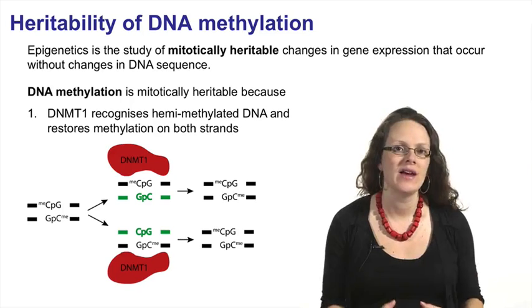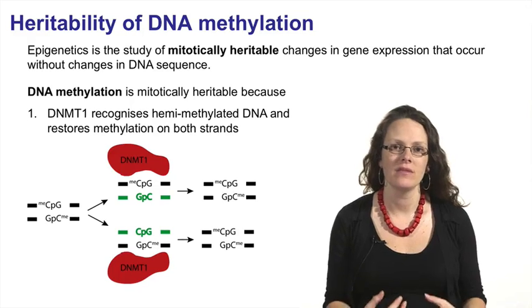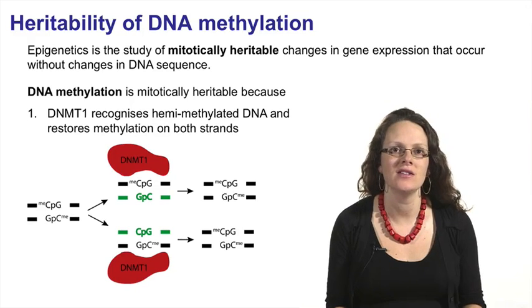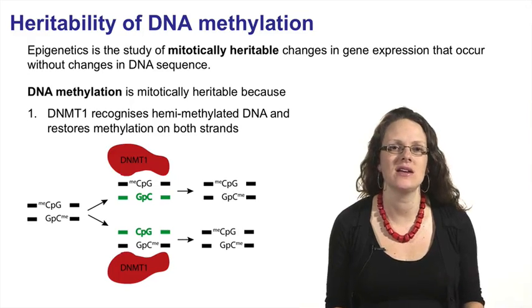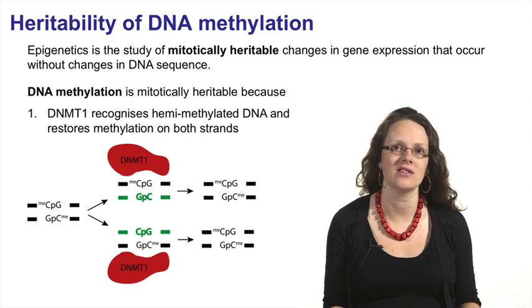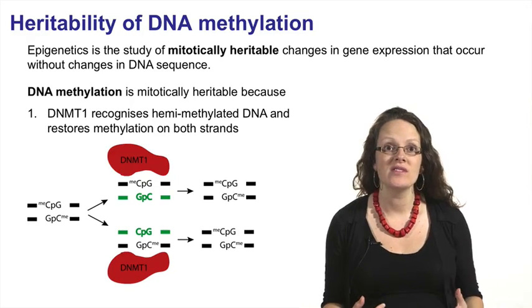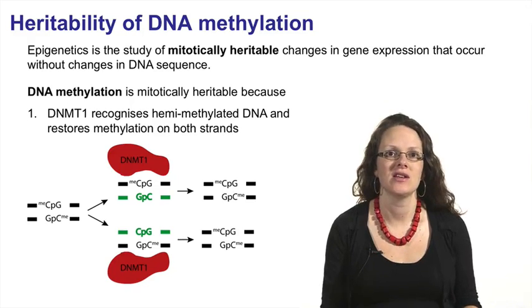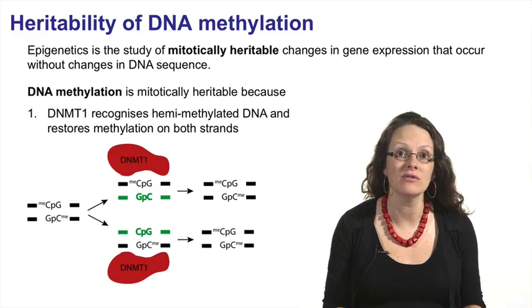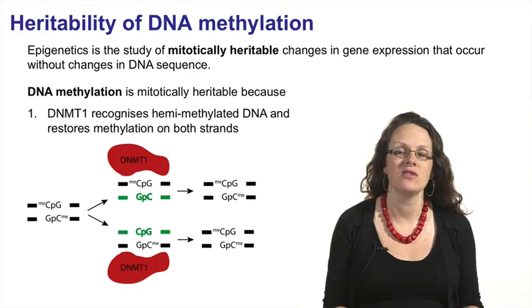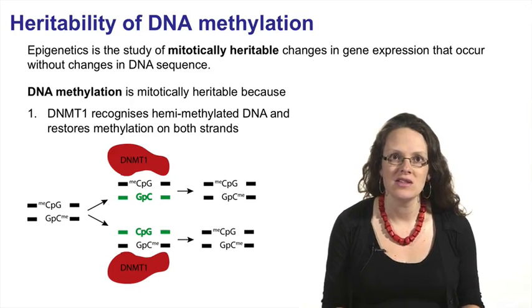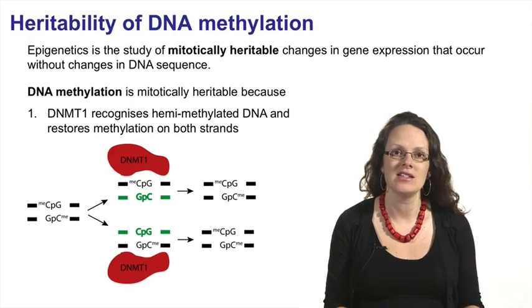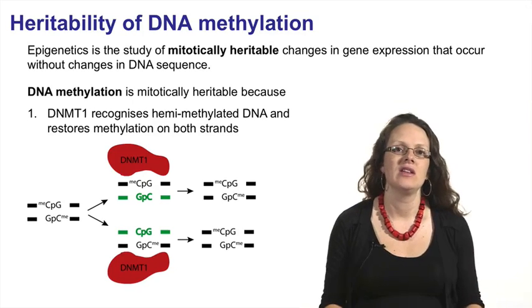So now that we've thought about where DNA methylation is found in the genome and what its function might be, I'd just like to come back to this idea of the heritability of DNA methylation. You remember what I've said is that the definition of epigenetics is that you have mitotically heritable changes in gene expression that don't alter DNA sequence. So really for DNA methylation to be considered as a bona fide epigenetic mark, it needs to be mitotically heritable. So how is this mitotic heritability achieved?